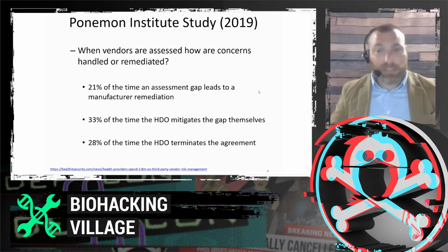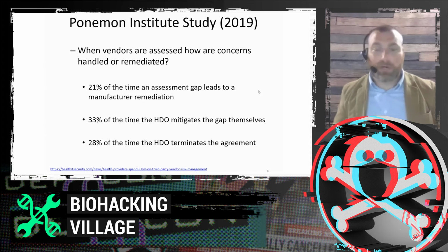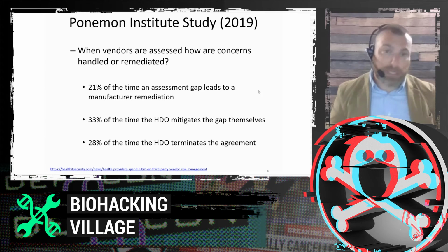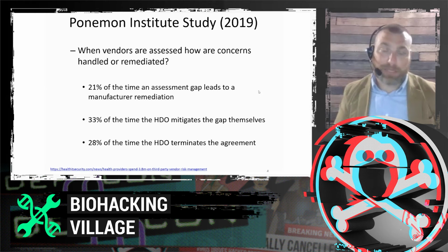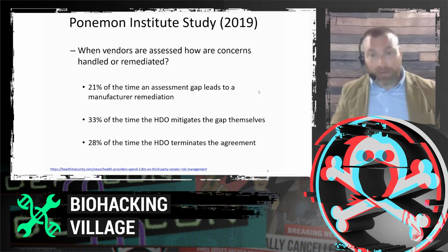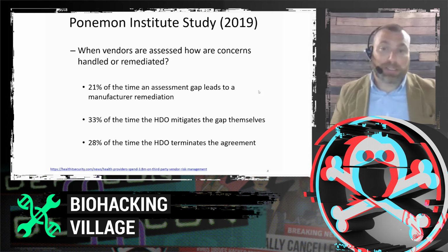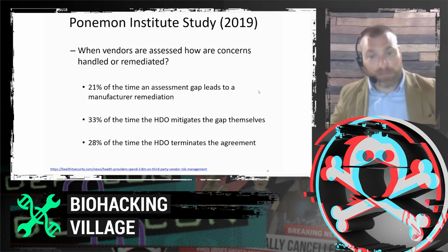So if there is a concern during this risk assessment process, what happens? What do hospitals typically do? Well, again, looking at that same study, about 21% of the time, the assessment gap leads to the manufacturer remediating it. So the customer says, hey, we did a risk assessment, we found this, we're not going to be able to purchase the product unless something happens. 21% of the time, the manufacturer does something to fix that or address it.